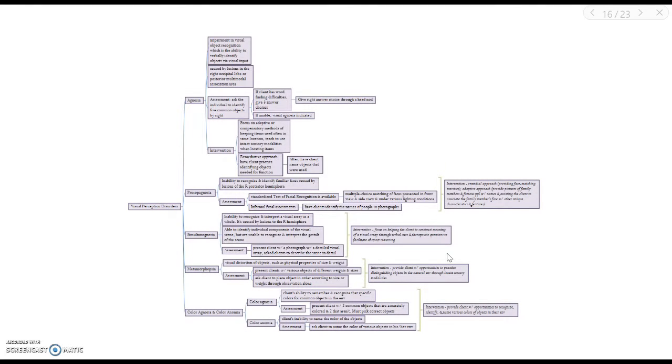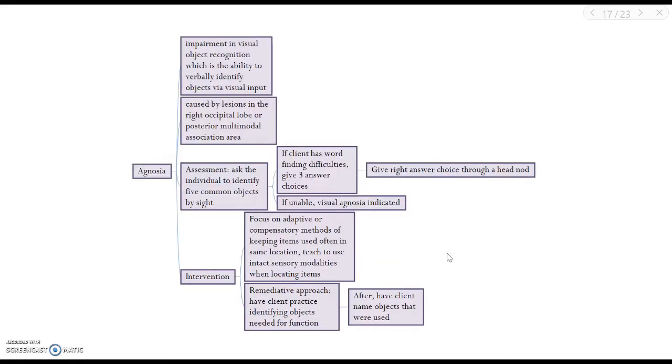So let's talk about some visual perceptual disorders. We have agnosia, which is impairment in visual object recognition. Just ask a client to identify 5 common objects by sight. If you're in a patient's room, maybe ask them to identify the TV, a chair, the sink, the door, whatever you see in the patient's room.